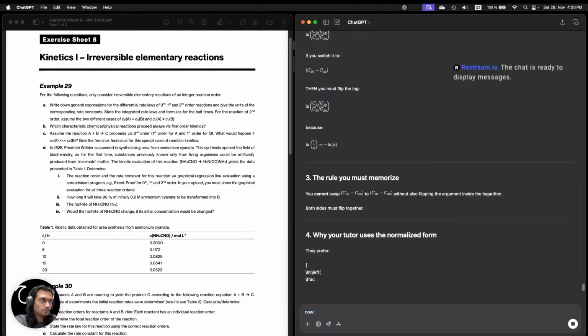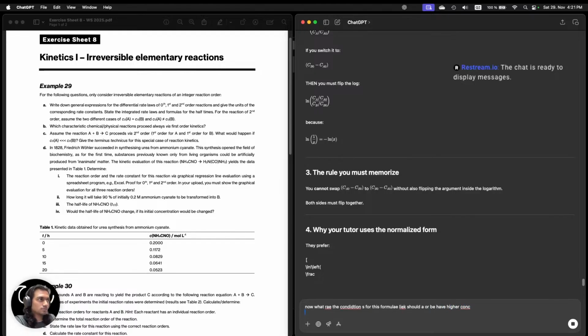Now, what are the conditions for this formula? Should A or B have higher concentration? Oh, it's still the same. Okay. So writing. Okay.